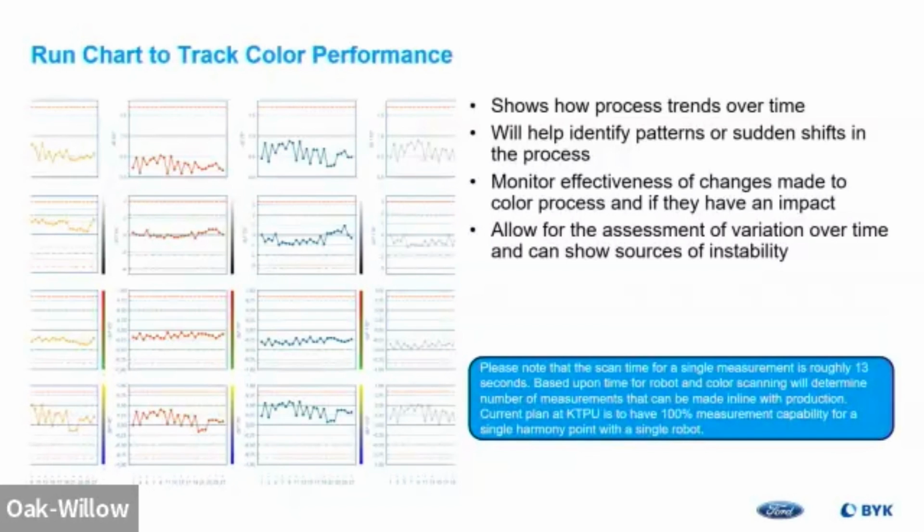Did we change bell speed? Was there a tint involved? Something where we're predicting a color shift, and we could actually assess, did it work? And we could also assess variation over time, and show the sources of instability.